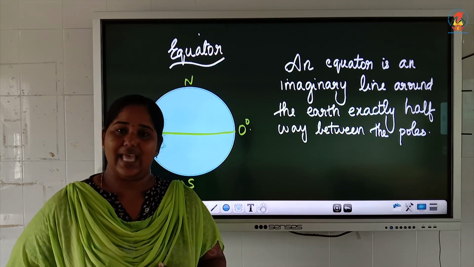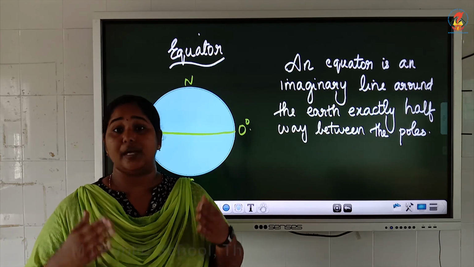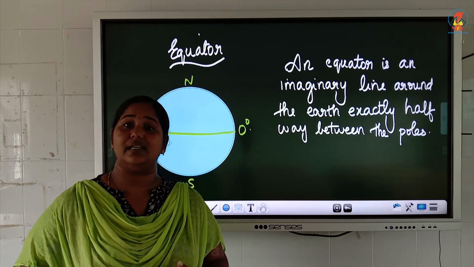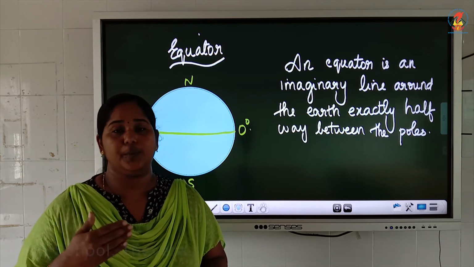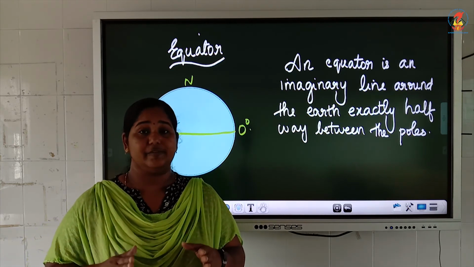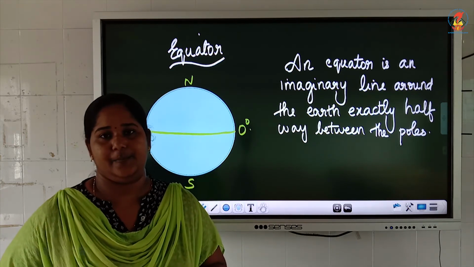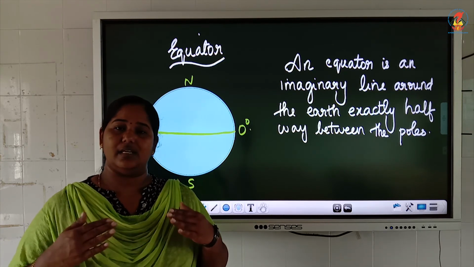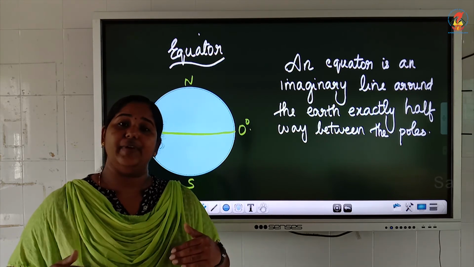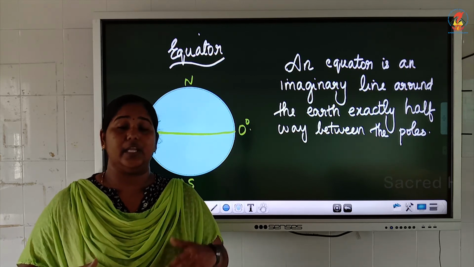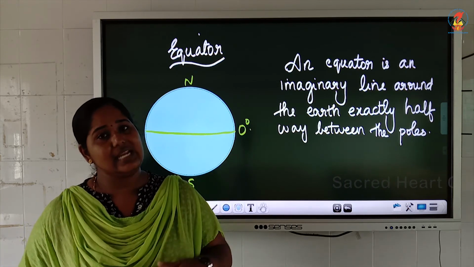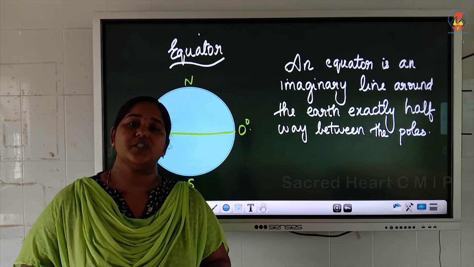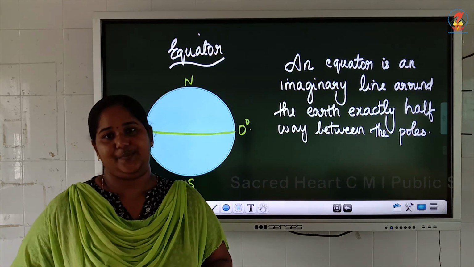The first one was axis. It is an imaginary line that passes through the center of the earth and cuts earth at two ends, that is North Pole and South Pole. Axis of the earth is a little bit tilted. Then the second line is an imaginary line that passes through halfway between the poles, dividing earth into northern hemisphere and southern hemisphere, and this imaginary line is called equator.